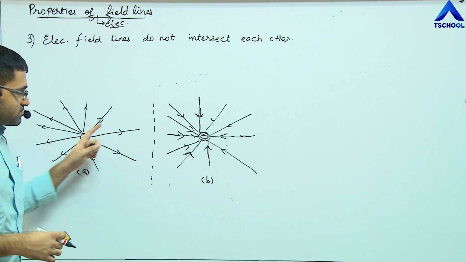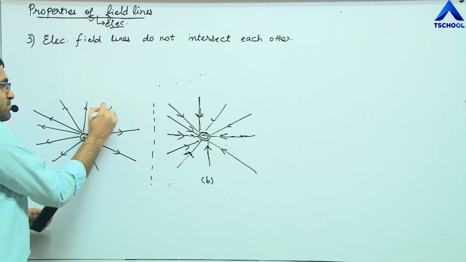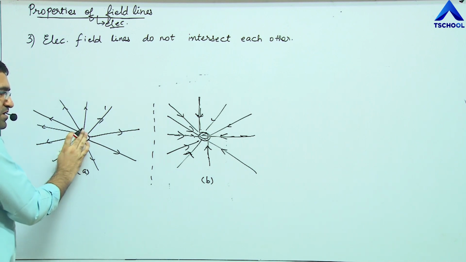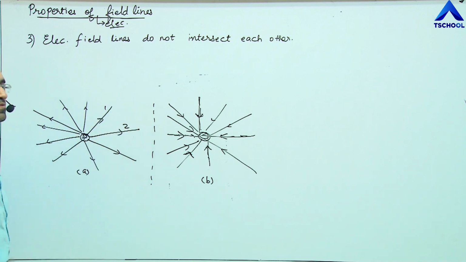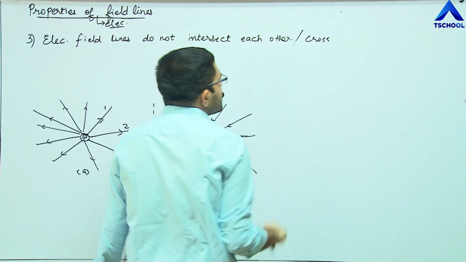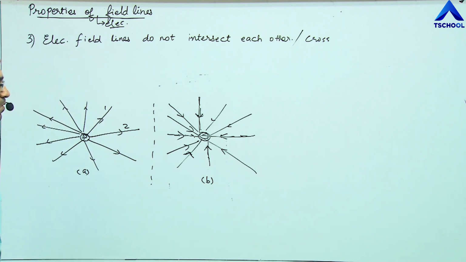Have a look at these. What we have is that field line number 1 starts from this point charge over here. Don't forget, this is just a point, and it goes out. Field line number 2 goes out over here. You could also write that they do not cross each other. Okay, they don't intersect or don't cross each other. So why is that so?